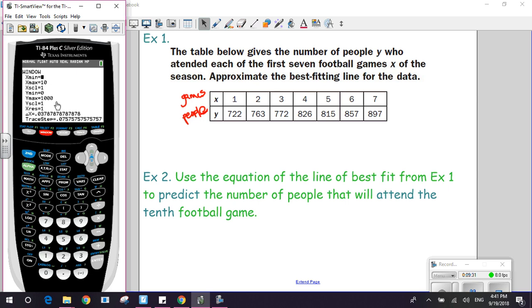Then when it comes down to my Y values, my lowest Y value on my table is 722, so I can start about 700 honestly, but I like to start at 0. And then my max to be larger than my largest data point. So my largest data point was 897, so I decided to go with 1,000. And that's what I had to do to see this picture. If I kept it the regular way, you wouldn't have seen those dots. So make sure if you don't see your dots, adjust your windows.